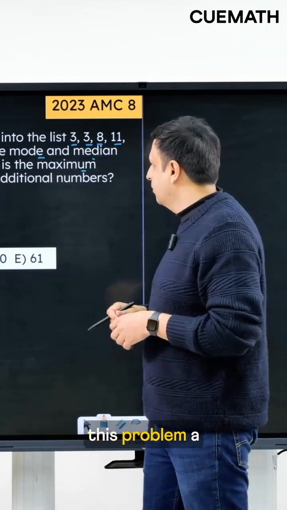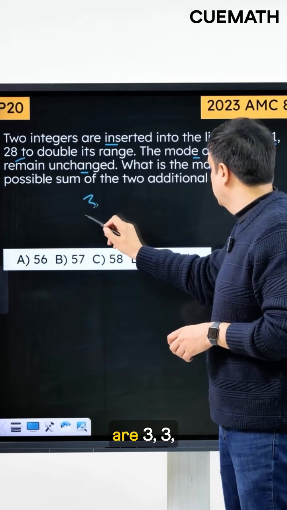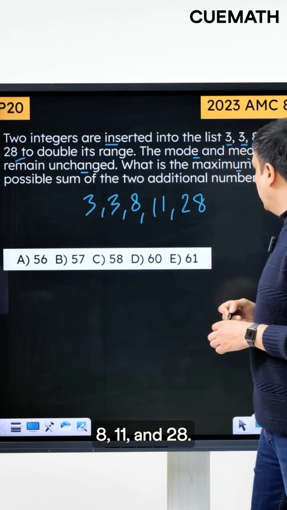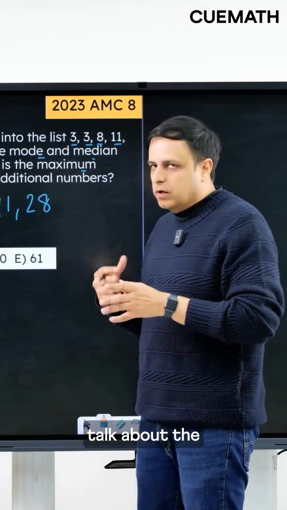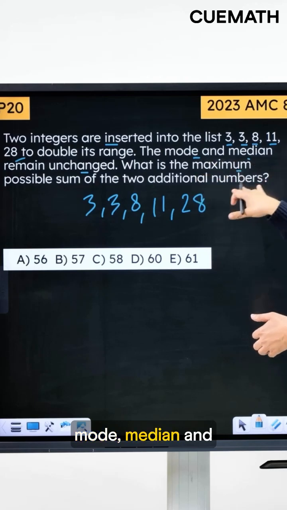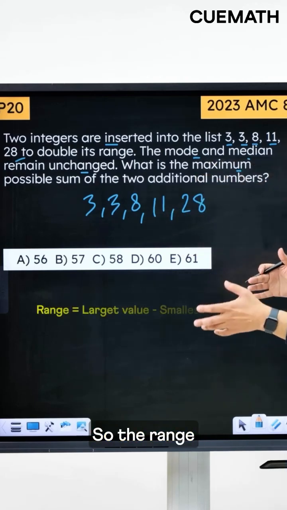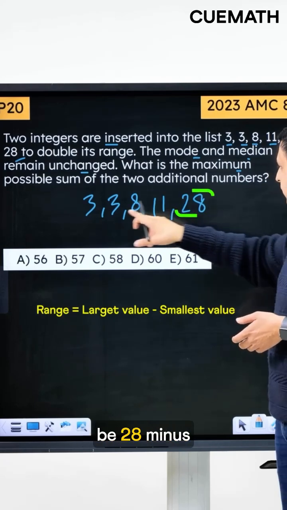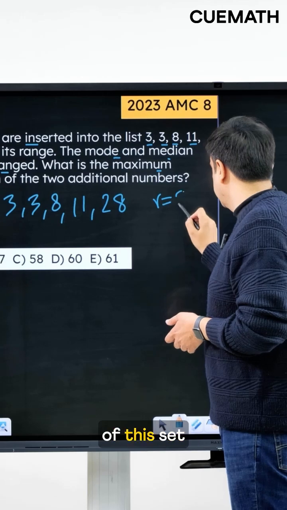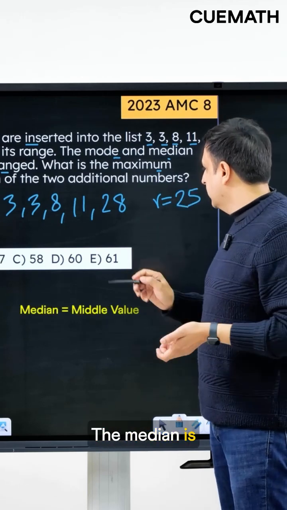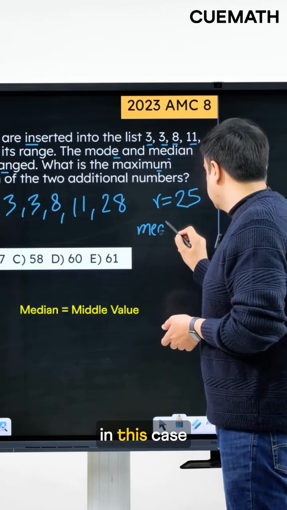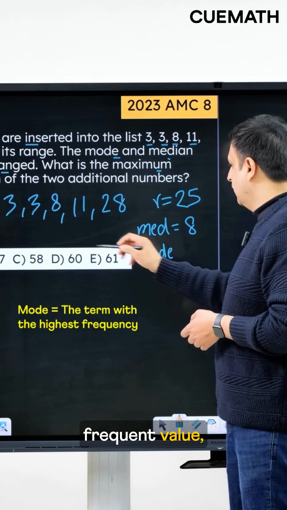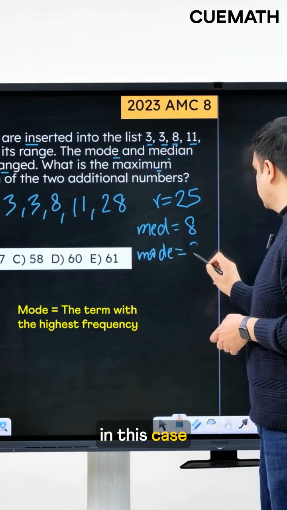So let's understand this problem a little better. Our numbers are 3, 3, 8, 11 and 28, and let's also talk about the mode, median and range of this set of numbers. The range is the difference between the largest and the smallest values, so that will be 28 minus 3 or 25. So the range of this set is 25. The median is the middle value, so the median in this case is 8, and the mode is the most frequent value, the one with the highest frequency, so the mode in this case is 3.